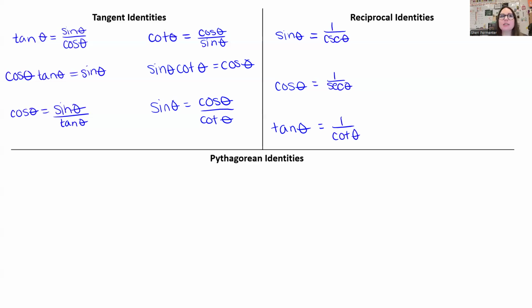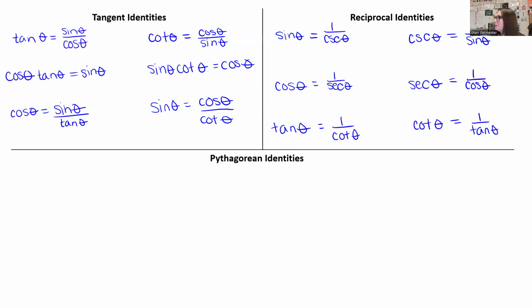Another way that you can write these is that these things literally switch places. So cosecant is the same thing as 1 over sine. Secant is the same thing as 1 over cosine. And cotangent is the same thing as 1 over tangent.